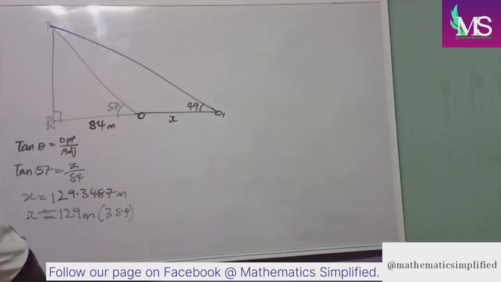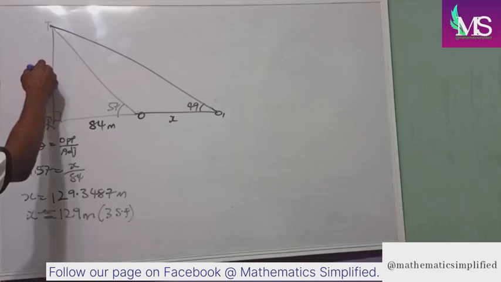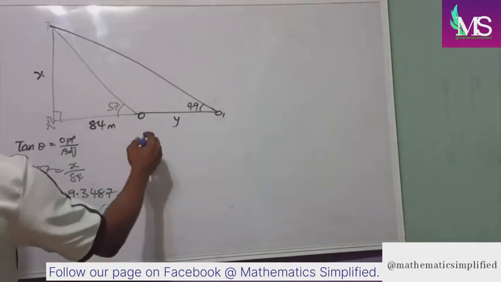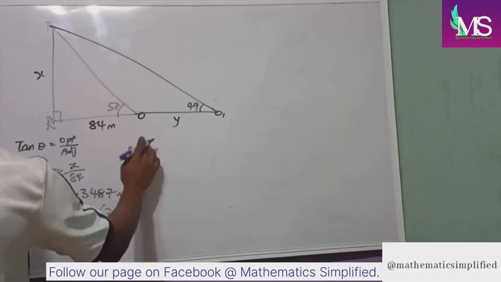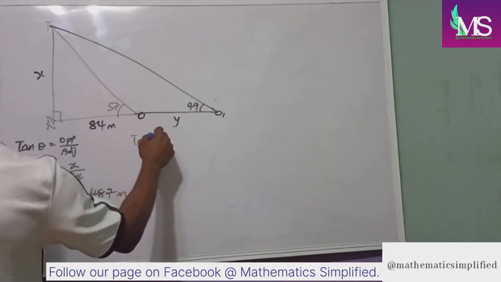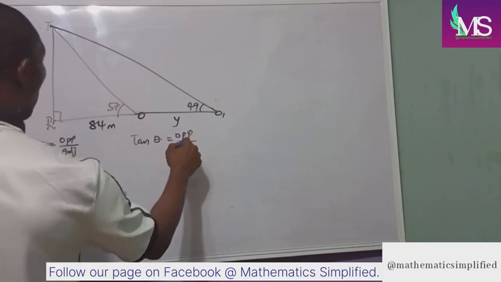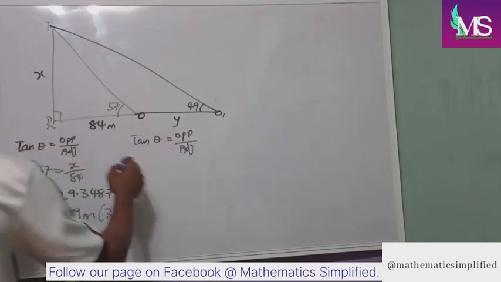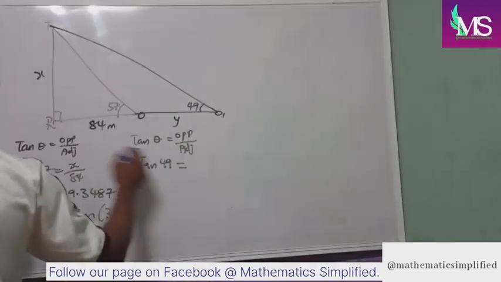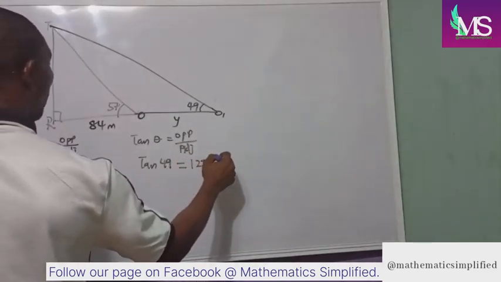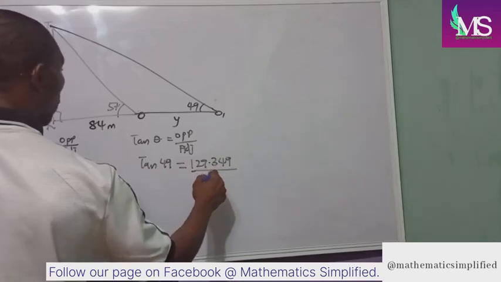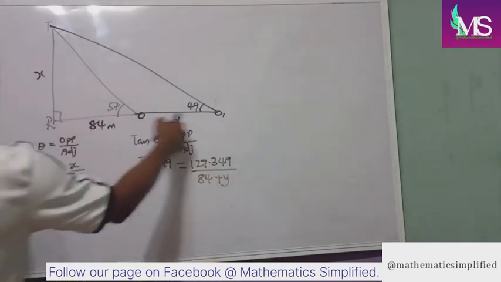Okay, so now let's go this way. Since we have x here, our new adjacent will now become, still using tan theta, tan theta equals opposite over adjacent. Now this becomes tan 49 equals opposite, which is 129.349, all over adjacent, which is 84 plus y. Okay, this is our adjacent.